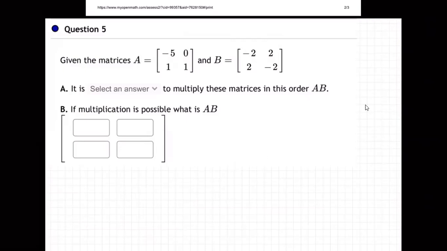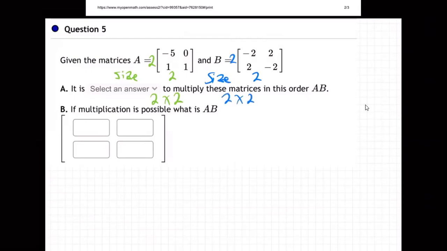So, all right, first off, what is the size of matrix A? Remember, you go down and then across. So that's a 2 by 2. And the size for matrix B, go down and across, is also 2 by 2.